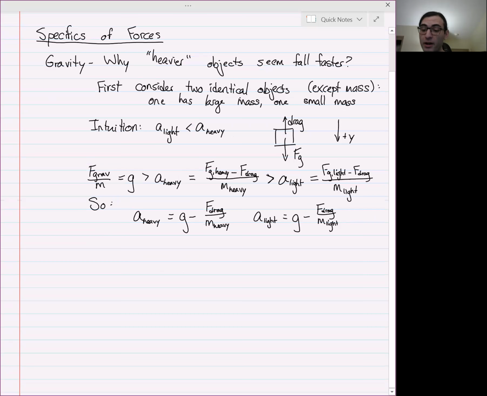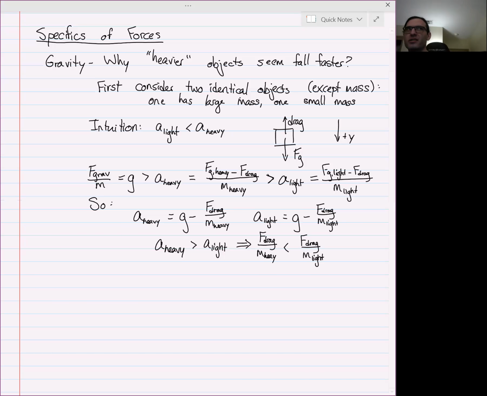So then we can compare. So the fact that a heavy is greater than a light indicates that F drag over m heavy is less than F drag over m light. And of course that's true. There's a caveat here. You have to know in advance that the drag force doesn't depend on the mass. But your intuition should agree with that.